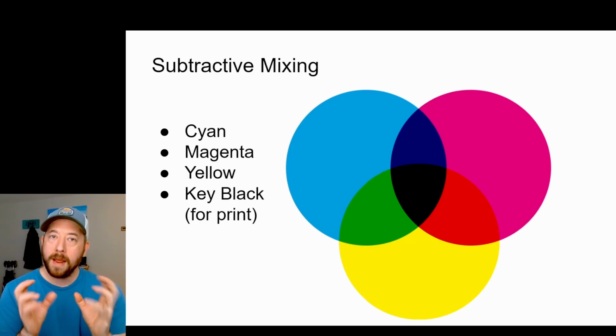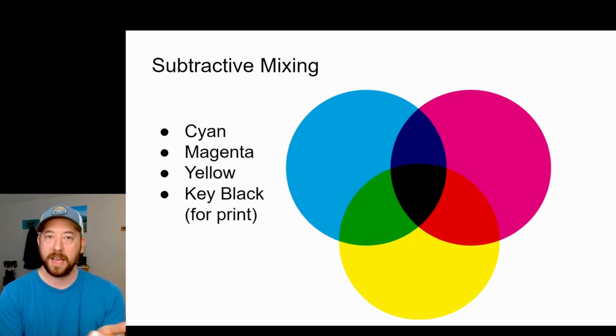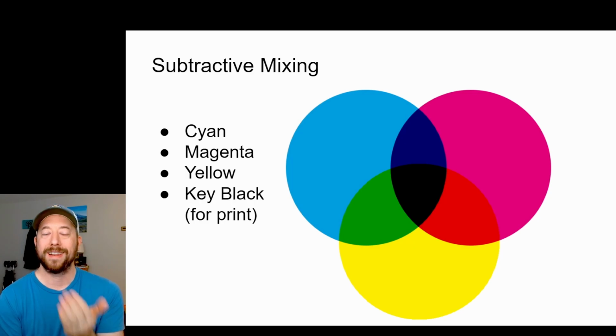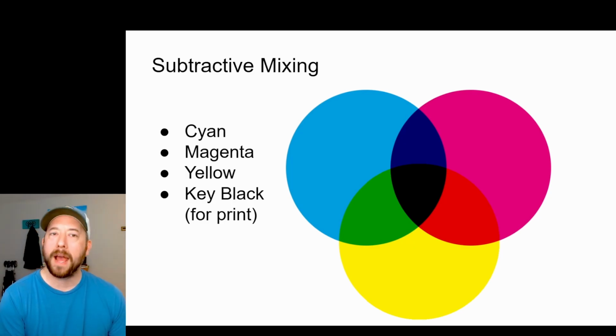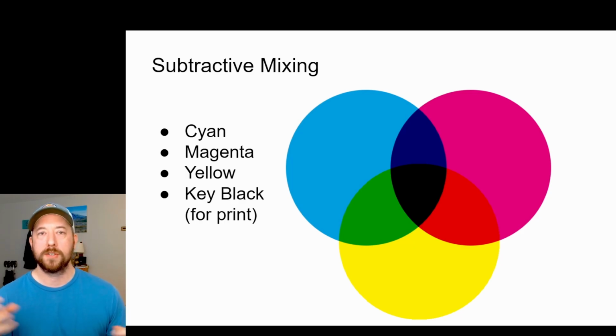And the primary colors that they use are cyan, magenta, yellow, and key black. Key black is essentially utilized for logistical purposes mostly, but also it does flesh out the darker tones of these colors. The idea here is it's called subtractive mixing because as you combine these colors, you lose the light, the white, it subtracts.